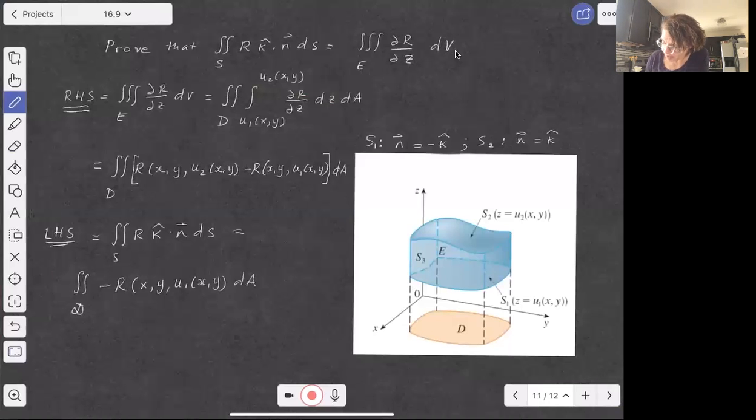So this is from S1, and that's going to be plus the double integral over D of, so now on S2, the normal component is k hat. So k hat dotted with k hat is 1. So it's going to be R at x, y, and u2 of x, y, dA. So that's from S2.